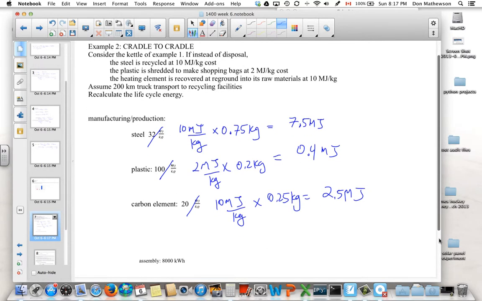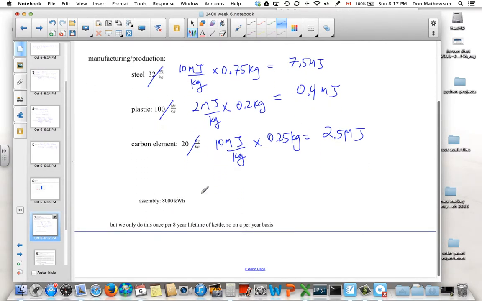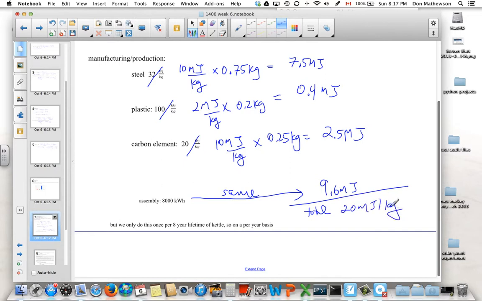Now, the assembly is still the same because you are still assembling the kettles in the same way. So we had worked that out previously to be 9.6 megajoules. And then if you add that up, the energy to recycle the products, which is the energy to borrow them, you get about 20 megajoules. That's a lot less than previously, but it is an 8-year lifetime. So that 20 megajoules over 8 years gives you 2.5 megajoules per year of embedded life cycle energy.